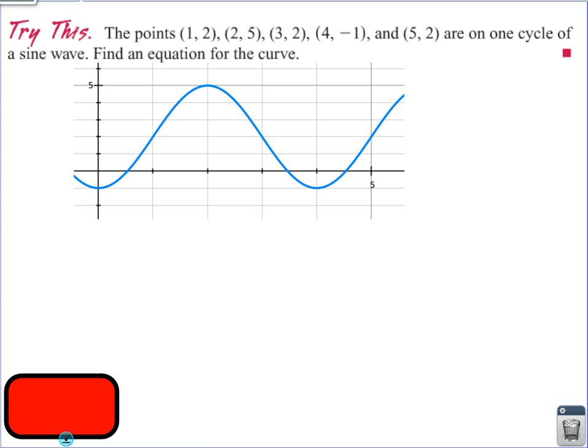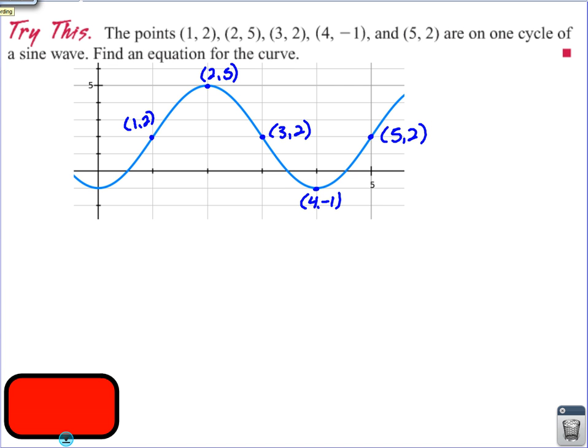Again, here are the points (1, 2), (2, 5), (3, 2), (4, -1), and (5, 2).